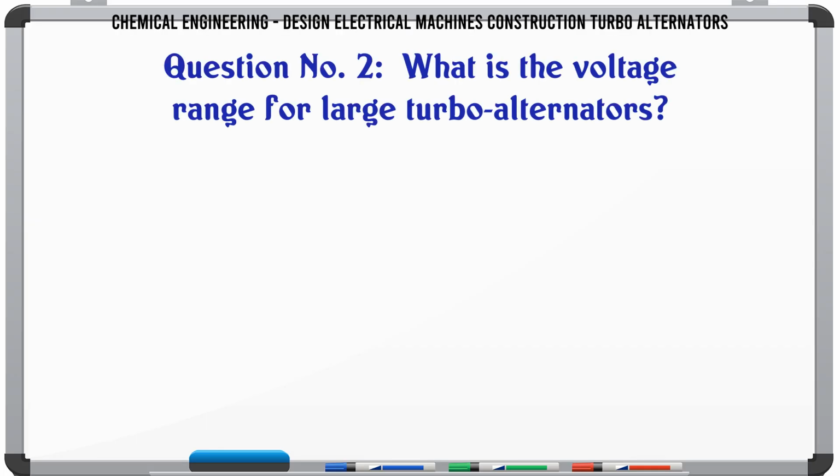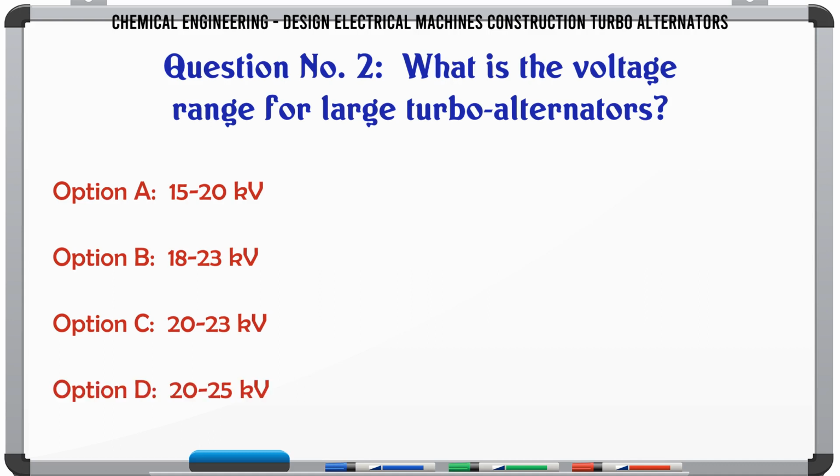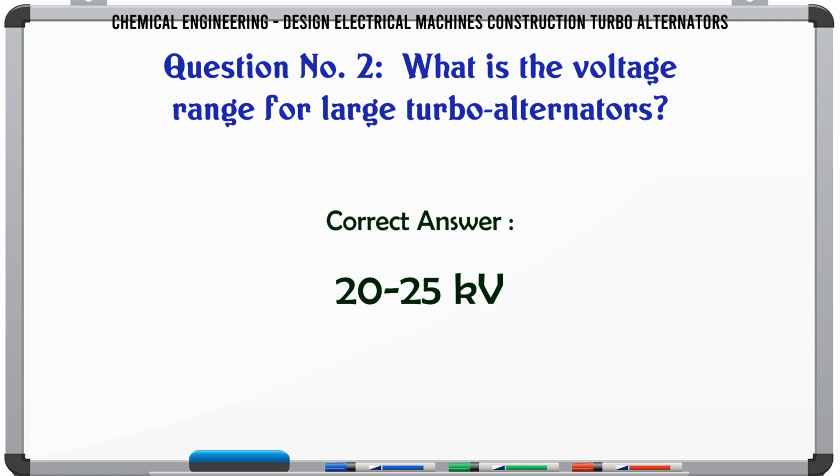What is the voltage range for large turbo alternators? A: 1520 kV, B: 1823 kV, C: 2023 kV, D: 2025 kV. The correct answer is 2025 kV.